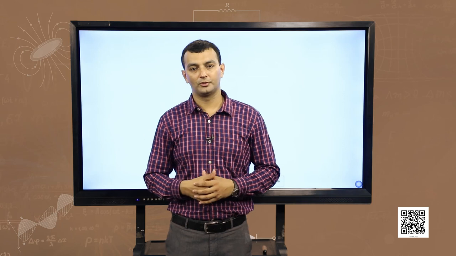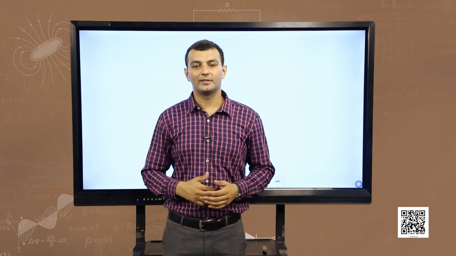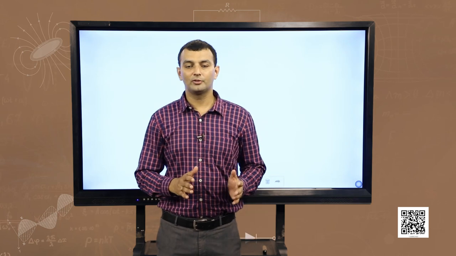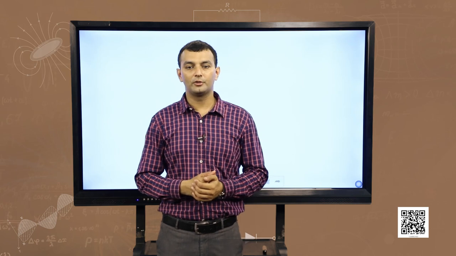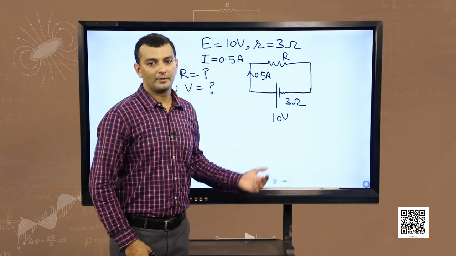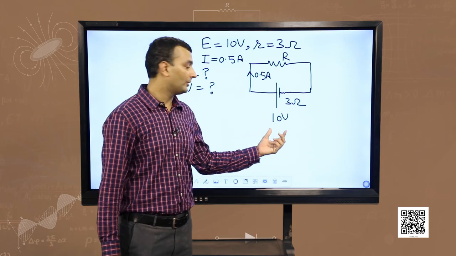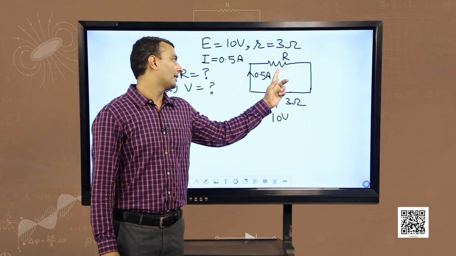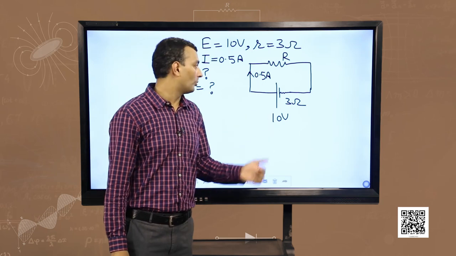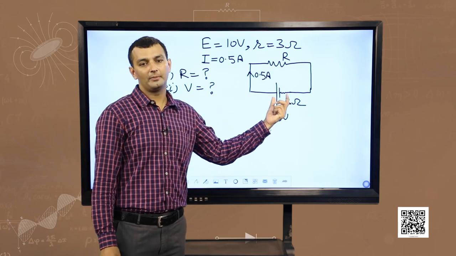Let us solve a numerical problem based on this. A battery of EMF 10 volt and internal resistance 3 ohm is connected to a resistor. If the current in the circuit is 0.5 ampere, what is the resistance of the resistor? What is the terminal voltage of the battery when the circuit is closed? So let us solve this problem now. I have drawn the corresponding diagram. Here is a cell, rather a battery of 10 volt with an internal resistance 3 ohm. An external unknown resistance R is connected, and the current in the circuit is 0.5 ampere. We have to calculate the resistance R and the terminal potential difference.